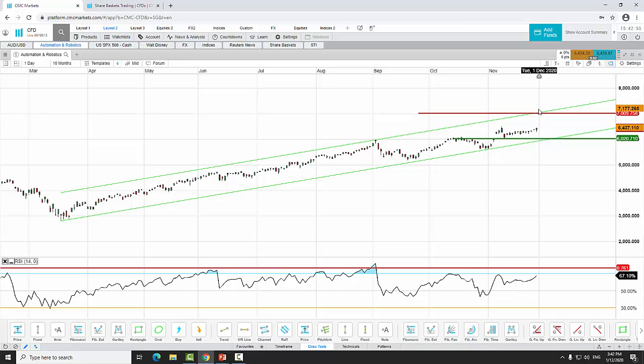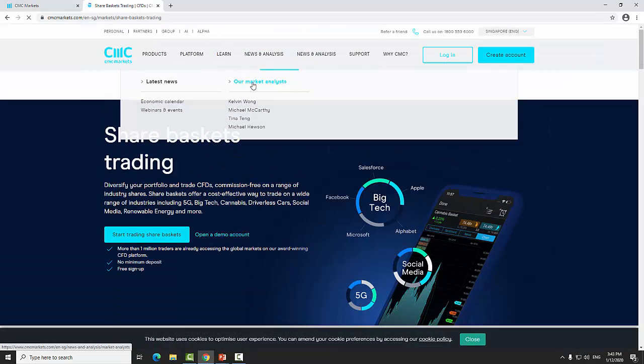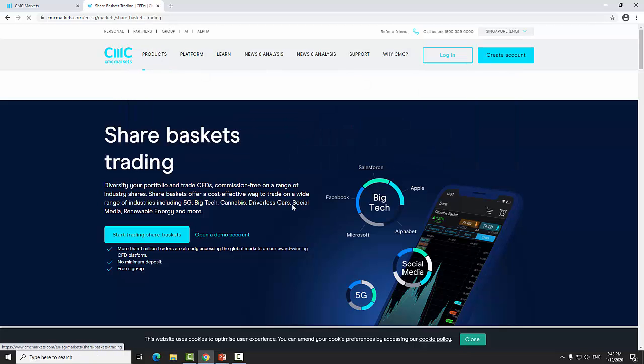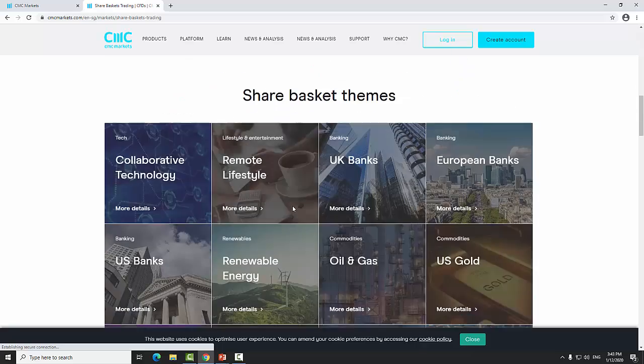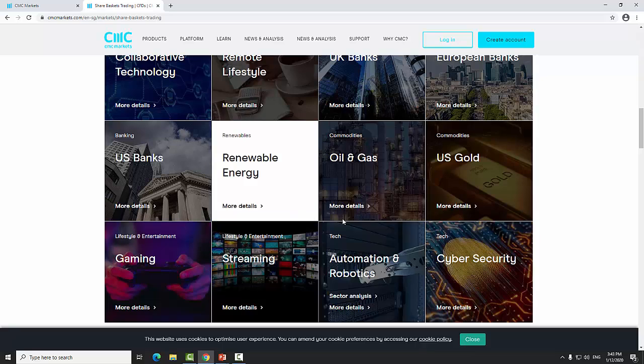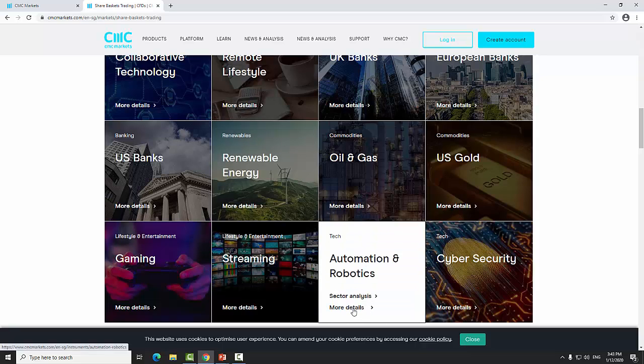So let's say, for example, you want to find out the exact components of this automation and robotics share basket that I just shared with you all. We could go to our CMC Singapore website. Go under the products tab and click on share baskets trading. Then go all the way down, and this will showcase our 22 different share basket themes. Over here, this is automation and robotics. Left click on more details.